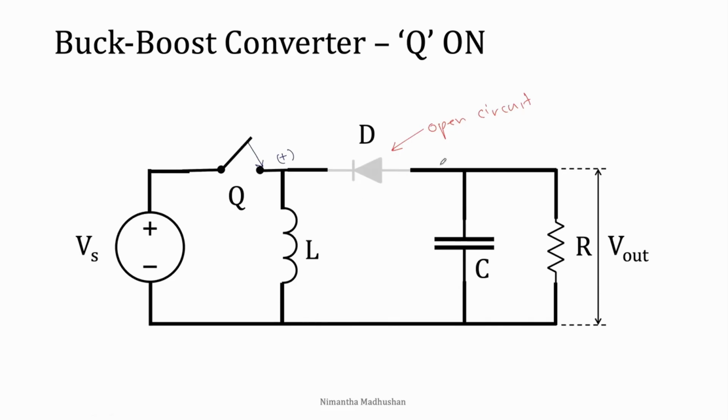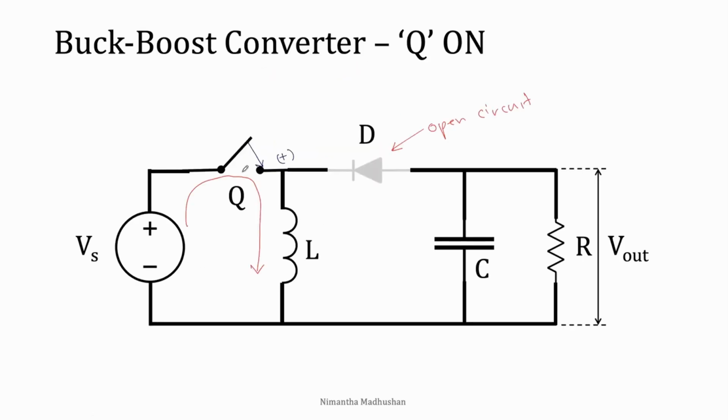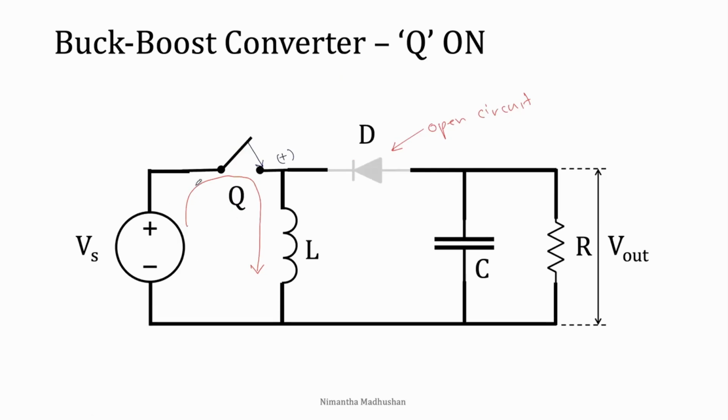Then there is no closed path to this side to the capacitor and resistor, and the current will flow in this way through the inductor. Then inductor starts charging. That means it stores energy from the input supply, and inductor current will increase due to the supply voltage.